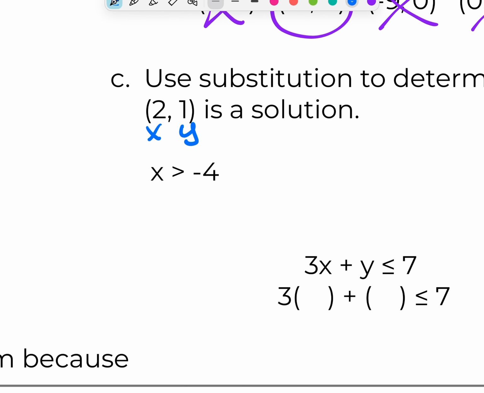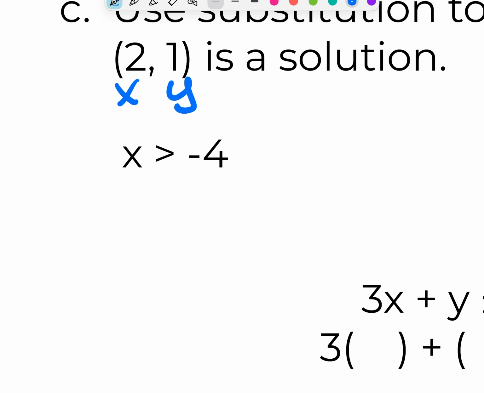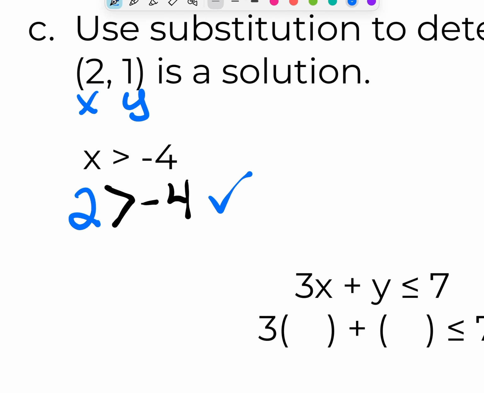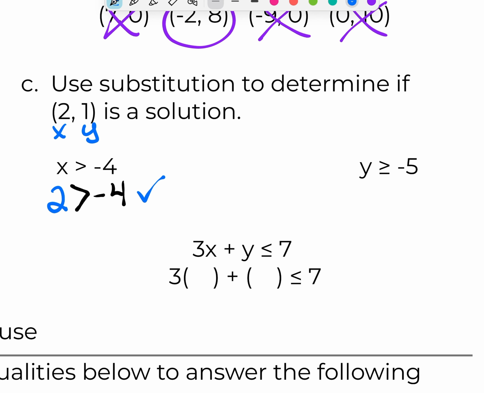Our first one was x is greater than -4. So our x coordinate is a 2, and we have to decide, is 2 greater than -4? Positives are bigger or larger than negative numbers, so that's going to be a true statement, a yes. All right, next one over, y is greater than or equal to -5. Our y is a 1. Ask yourself if 1 is greater than or equal to -5. So same thing, positives are greater than negatives, so that's a true statement.